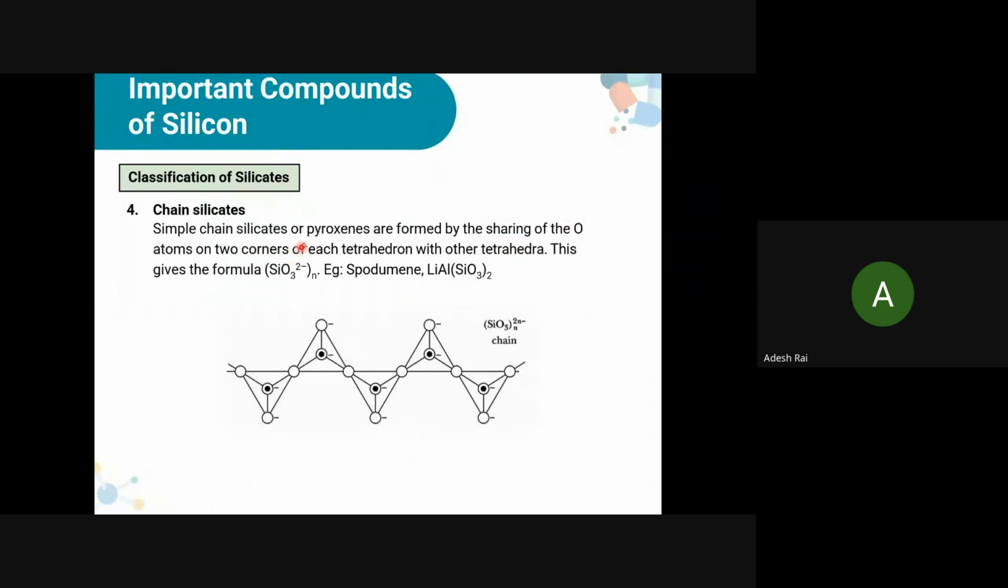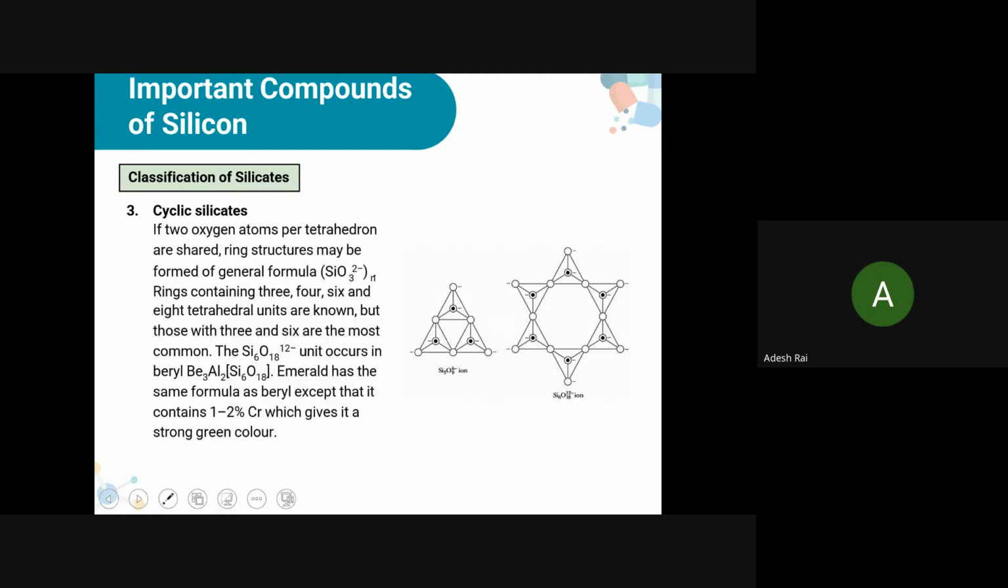Simple chain silicates or pyroxenes are formed by sharing of the oxygen atoms on two corners of each tetrahedron with other tetrahedra. This gives the formula (SiO3)n^2n-. O3 means this and this are shared with two other different tetrahedra. So if you see, chain and cyclic are almost the same only. But what is the difference? Cyclic is closed. Can you see this? A closed structure is there.